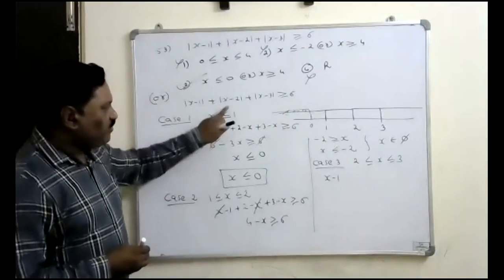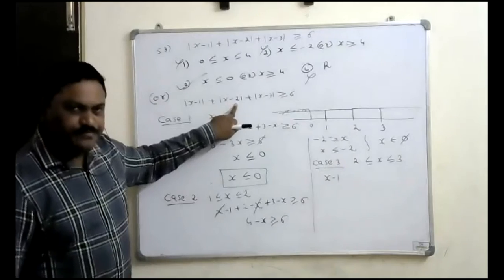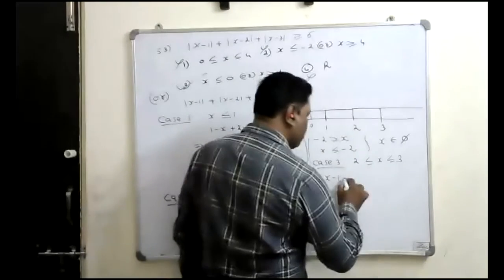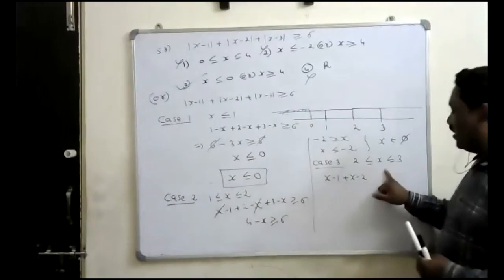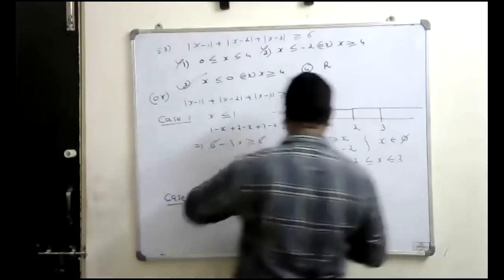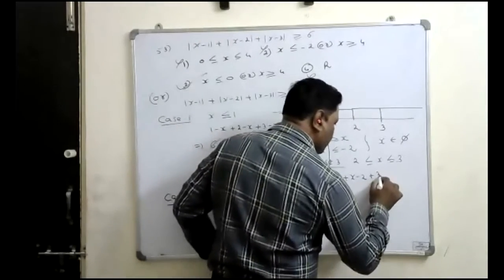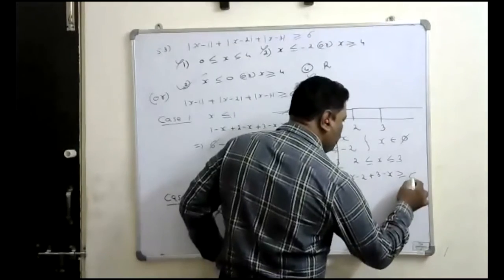What about x minus 2, positive or negative? Positive, so it is plus x minus 2. What about x minus 3? Since x is less than 3, it is negative. Then the mod of x minus 3 becomes 3 minus x. So x minus 1 plus x minus 2 plus 3 minus x is greater than or equal to 6.